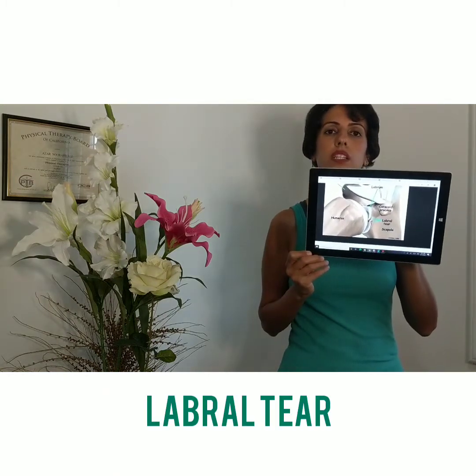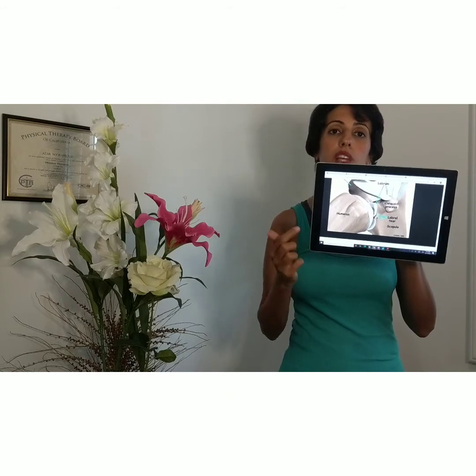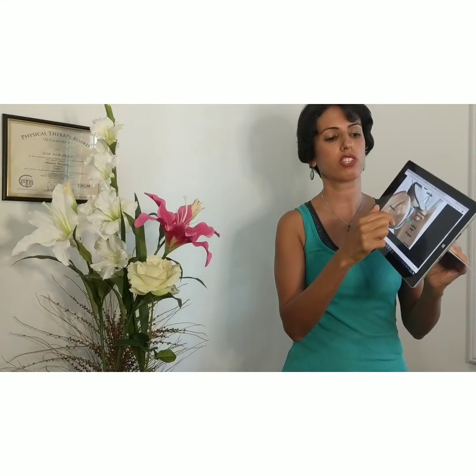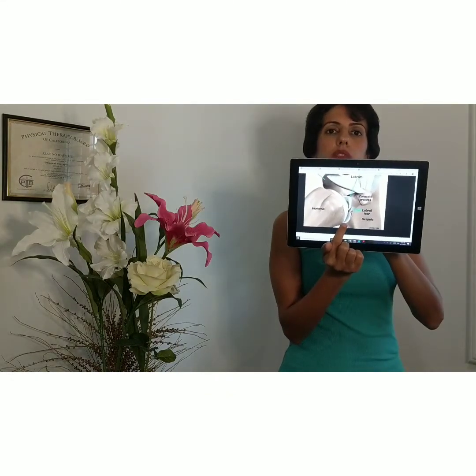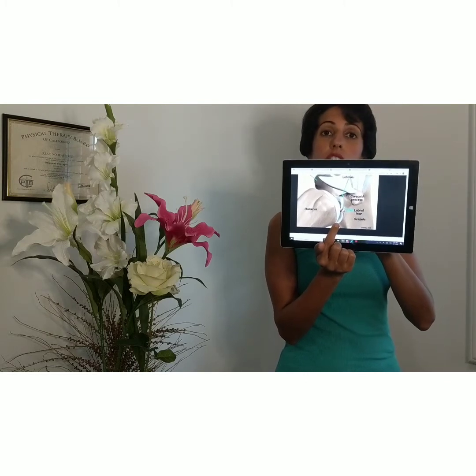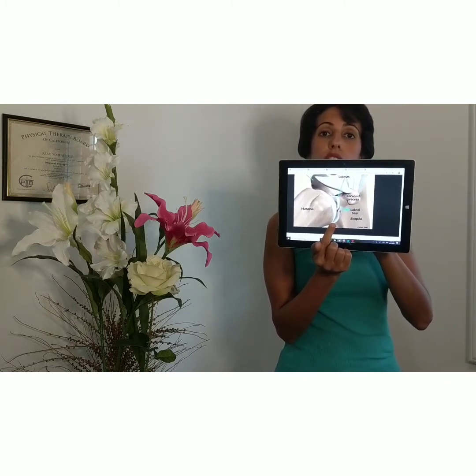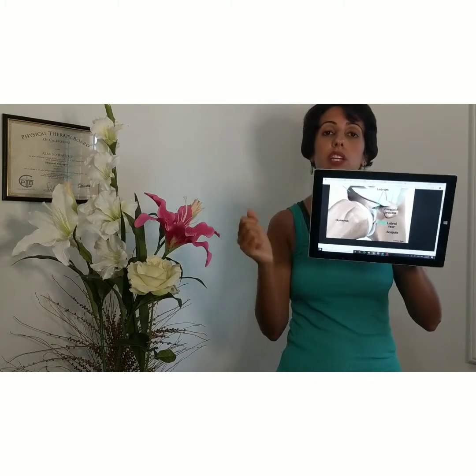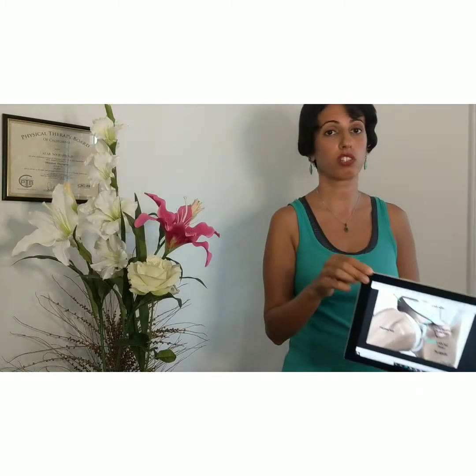Another one is a labrum tear. It's the same as a meniscus tear in the knee or a labrum tear in the hip. We have cartilage right in the middle of the joint, and this cartilage can tear. So the shoulder can get very unstable, and the surfaces can also rub on each other and cause arthritis later.